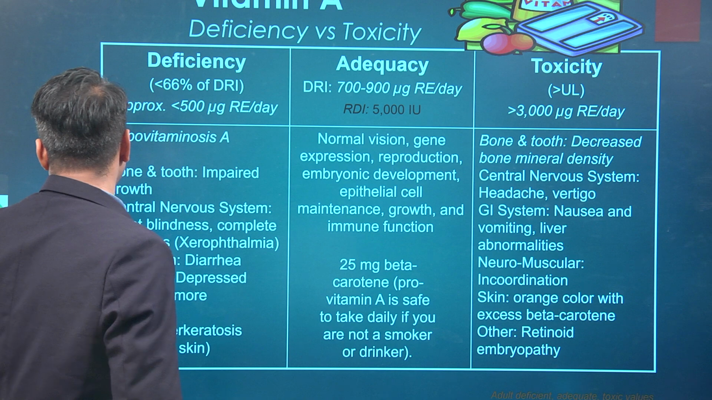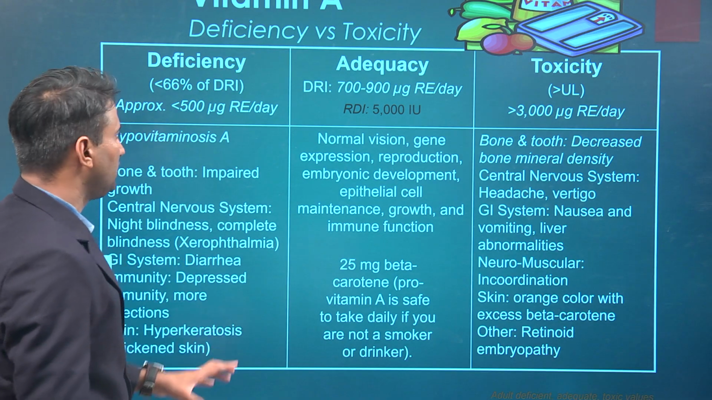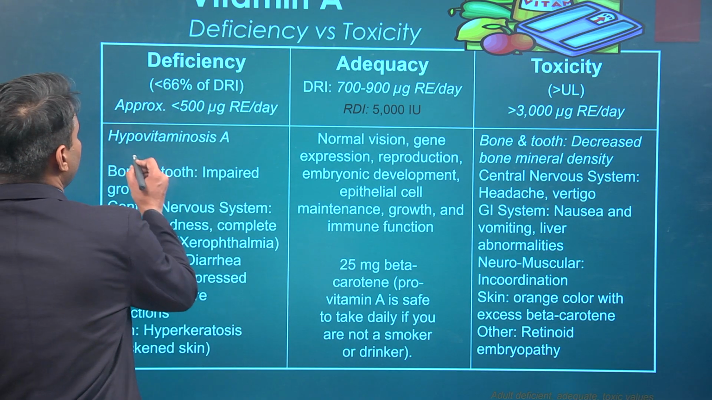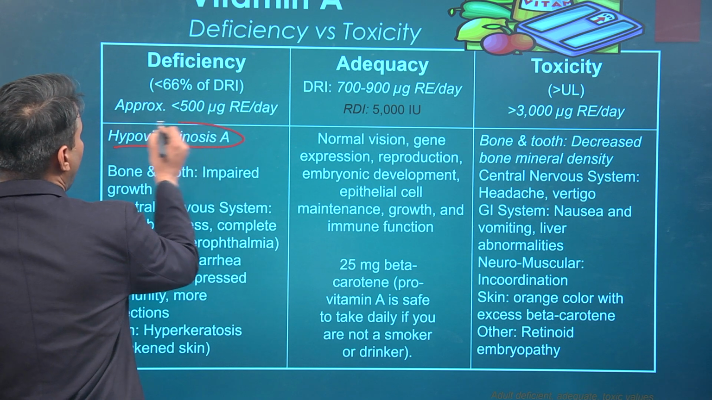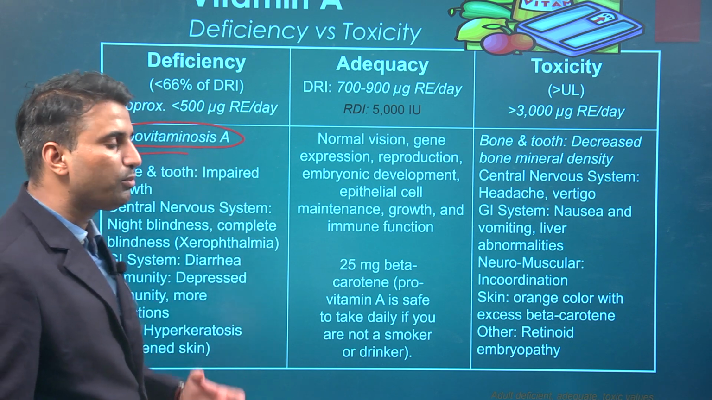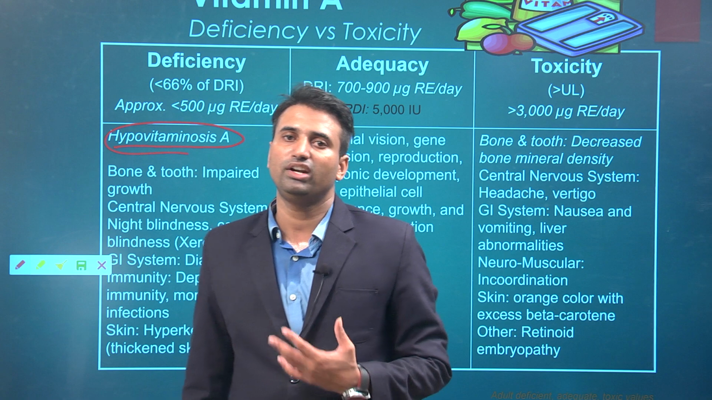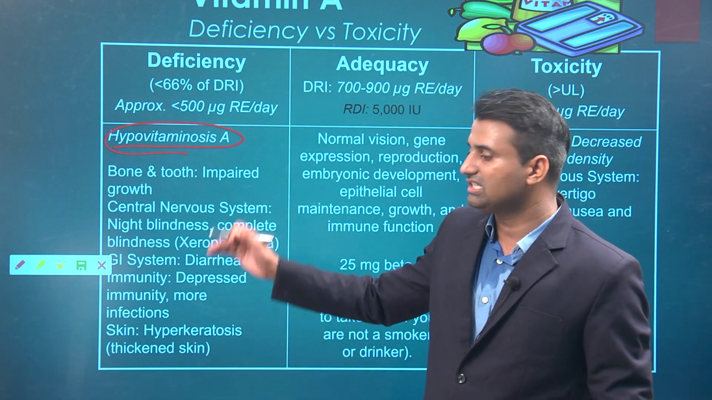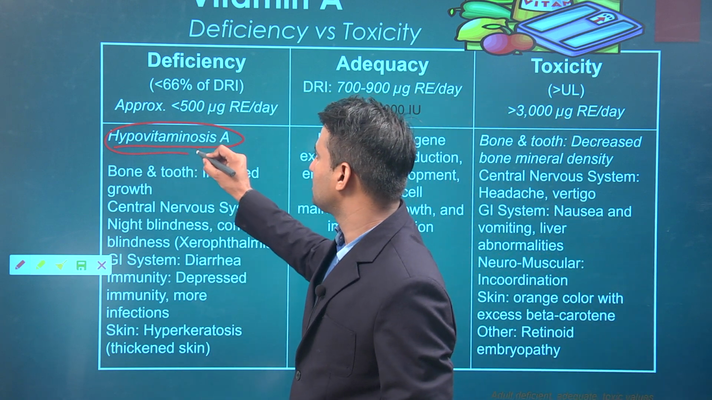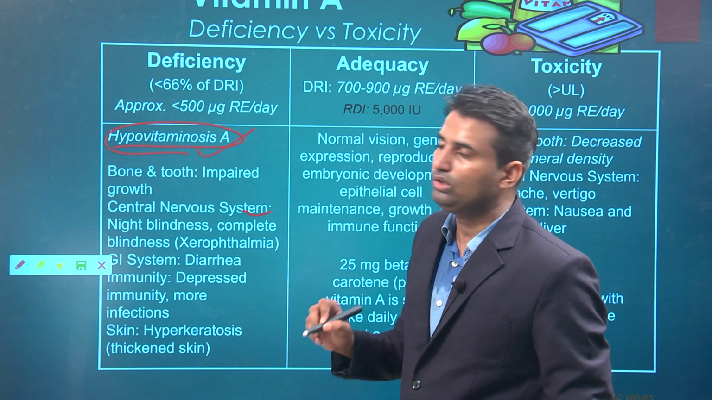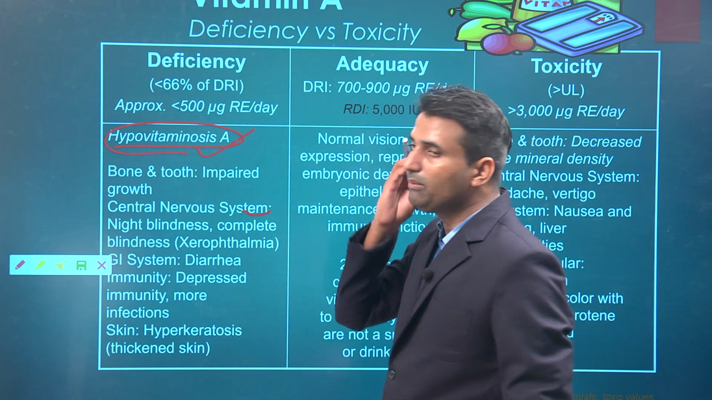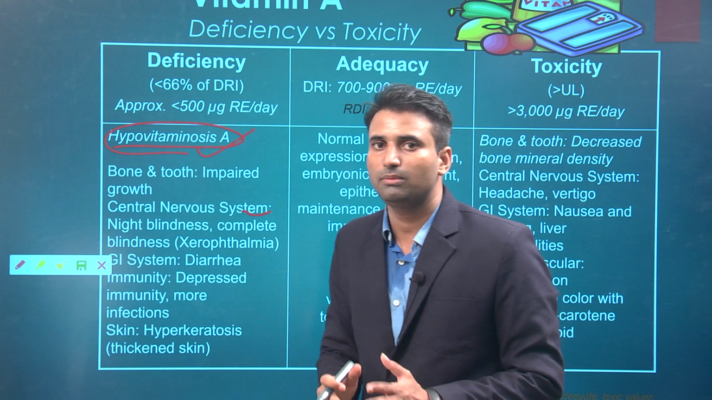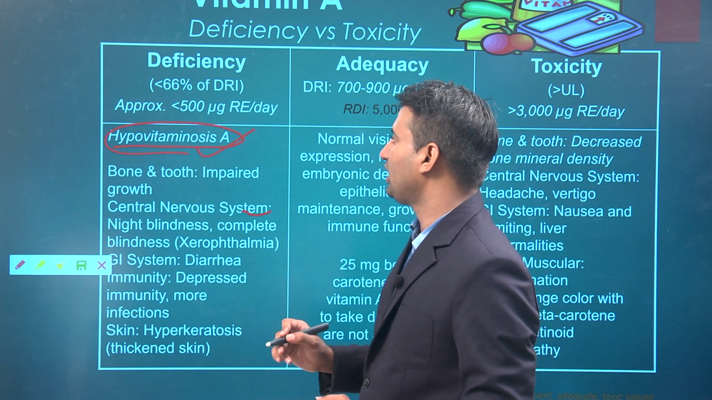So let's try to understand a few of the symptoms which are associated with it. First, whenever it is deficiency, it is known as hypovitaminosis. Hypo means deficiency and vitaminosis means due to the vitamin deficiency. So we call this stage hypovitaminosis A. Now what is the problem associated with it? What are the symptoms associated with hypovitaminosis?